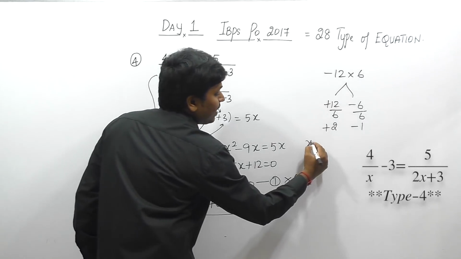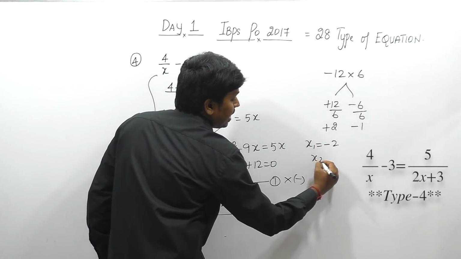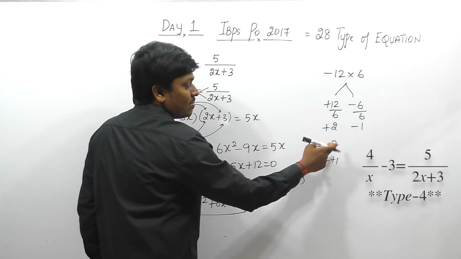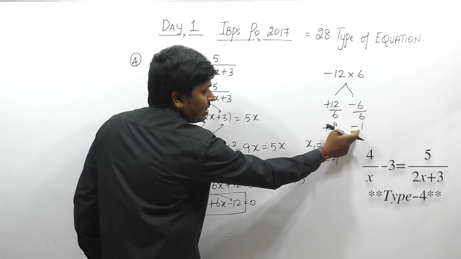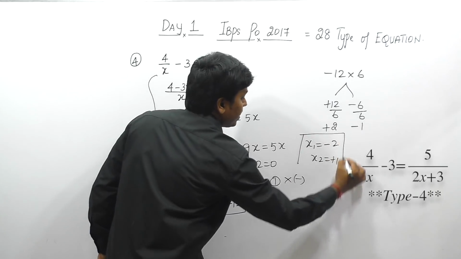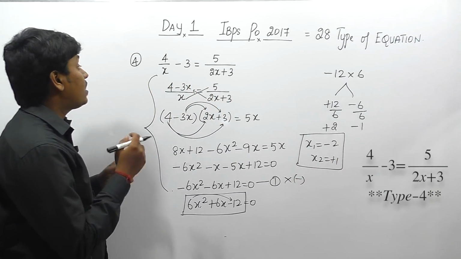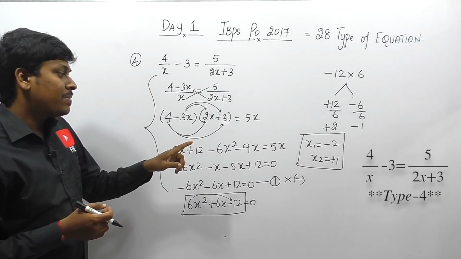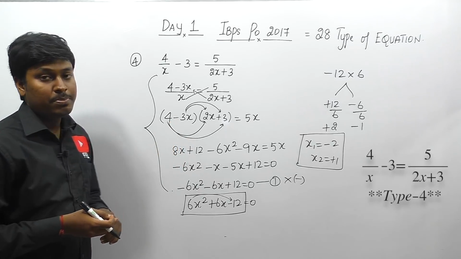So finally we got the factors: x1 is equal to minus 2 and x2 is equal to plus 1. Here it is plus 2, while writing change the sign. Similarly here it is minus 1, but while writing it should be plus 1. So finally we got the factors for type number 4 equation, that is x1 is equal to minus 2 and x2 is equal to plus 1.